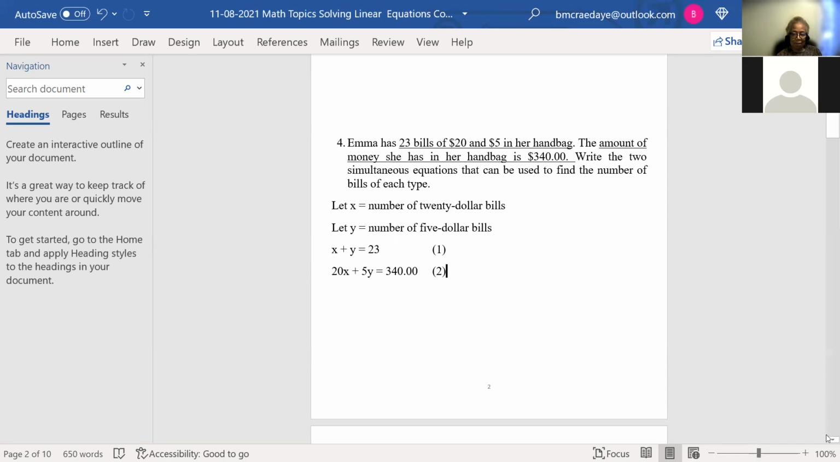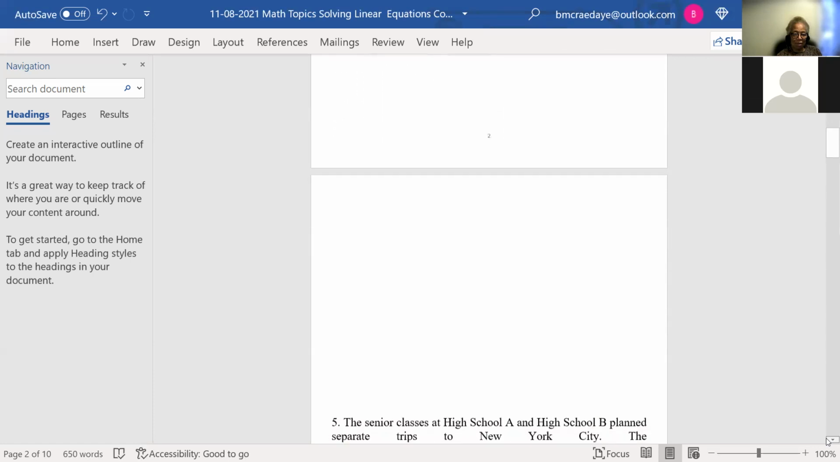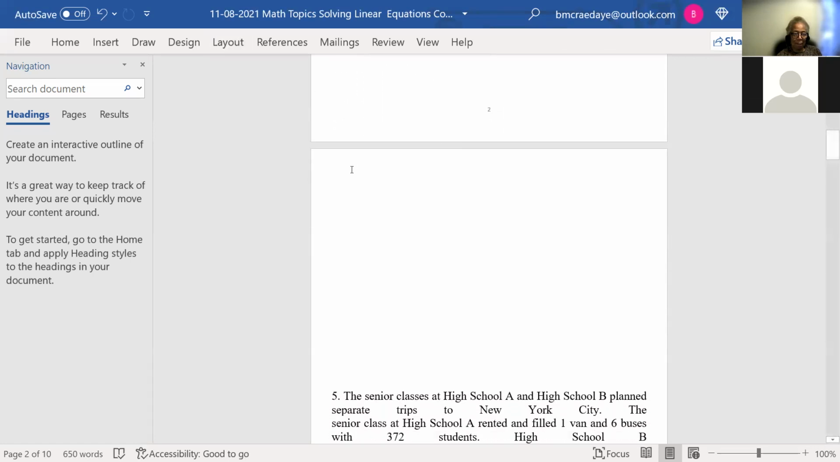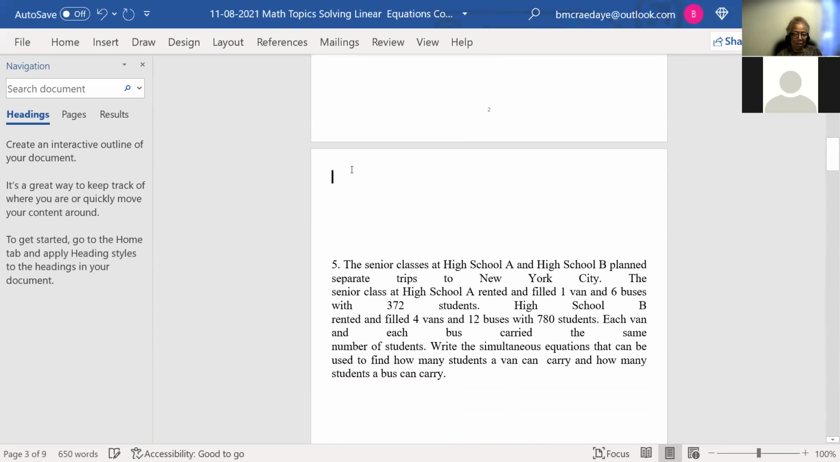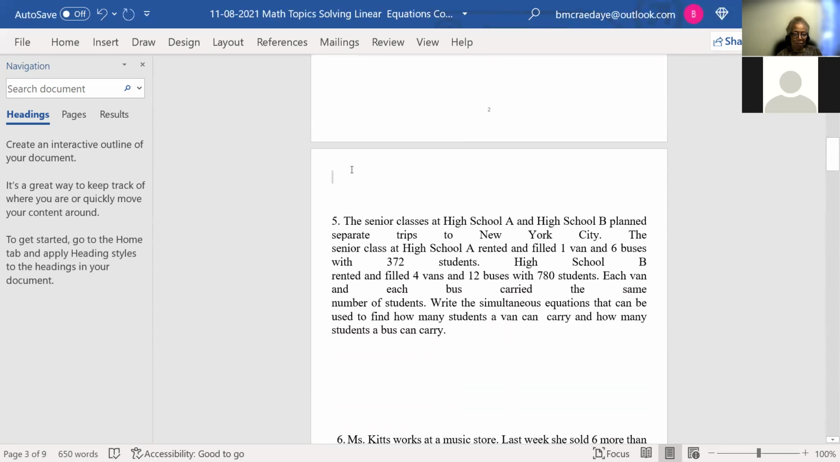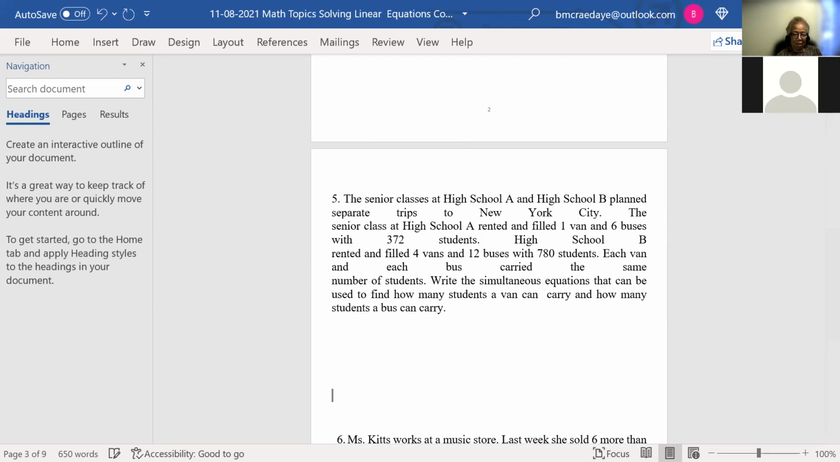All right. Did you do number 5? No. Okay, let's start number 5. Number 5 is a little more involved. It's a senior class, and it tells you here that the high school A rented one van and 6 buses with 372 students. Right?